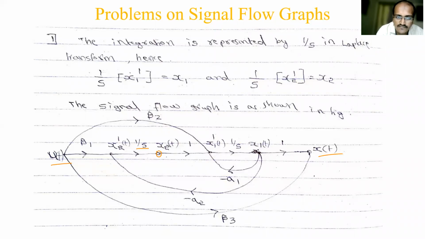Then this is our given: B1 part is given, B2 part is given, B3 part is given. All things are satisfied with the equation, even A1, A2 also satisfied. The only thing is they have just mentioned in the equation x1 dash of t is equal to x2 plus beta 2 u of t minus A1 x1 of t. That's all they have given. So where to place this x2 of t, you have to make trial and error. So this is the signal flow graph.